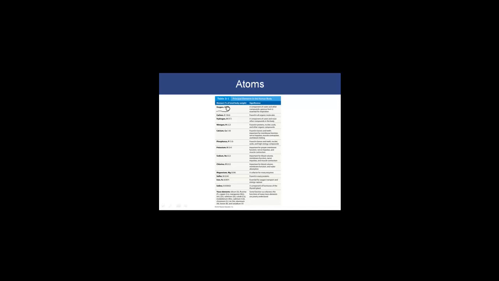I'm not expecting you to memorize this list in any way, nor am I asking you to memorize the percent of total body weight, but you should be able to come up with these heavy hitters. You should know that oxygen, carbon, hydrogen, nitrogen, calcium, and phosphorus represent a large component of our body, or large composition of our body.